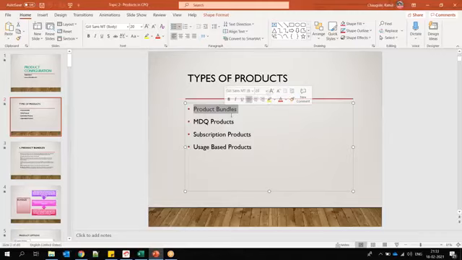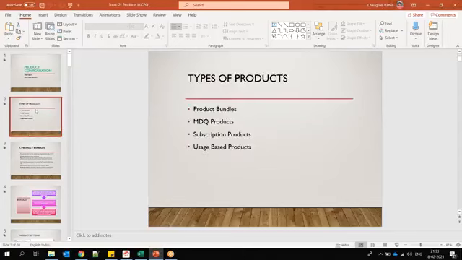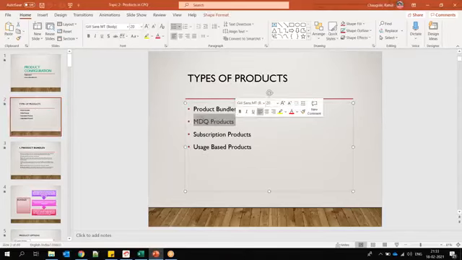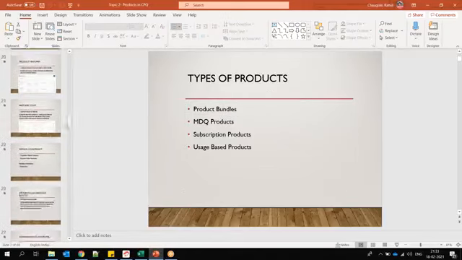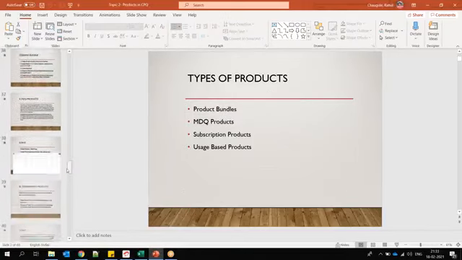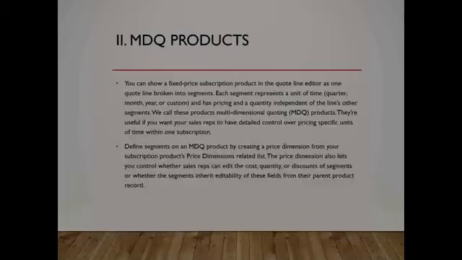So we discussed product bundles. That is one type of product. Let's discuss today what is MDQ product. That is the second type of bundle. That's the reason my second slide is how many types of bundles are there, right? So the second type is MDQ product. Let's discuss this MDQ product. Let me go back to my slide. Okay, so what is this MDQ product?